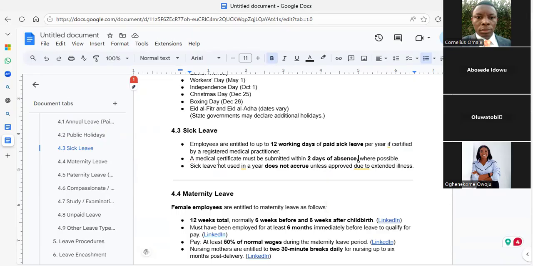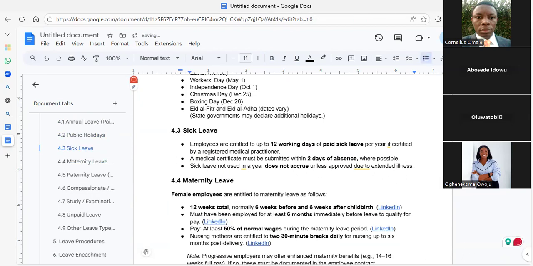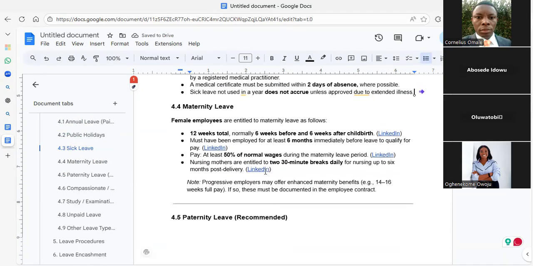you have no option. This person is sick. When he was not sick, what happened? You made use of him. You still have to allow him. Sick leave not used in a year does not accrue for another year. Maybe you just come and say, last year I did not go on sick leave, please HR, I want to go on sick leave. No, sick leave does not work that way.